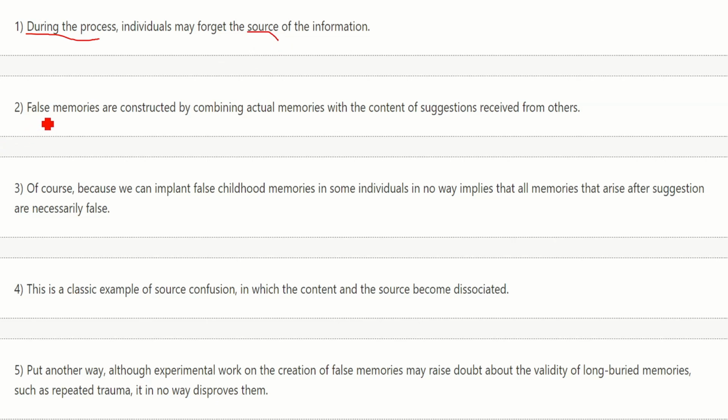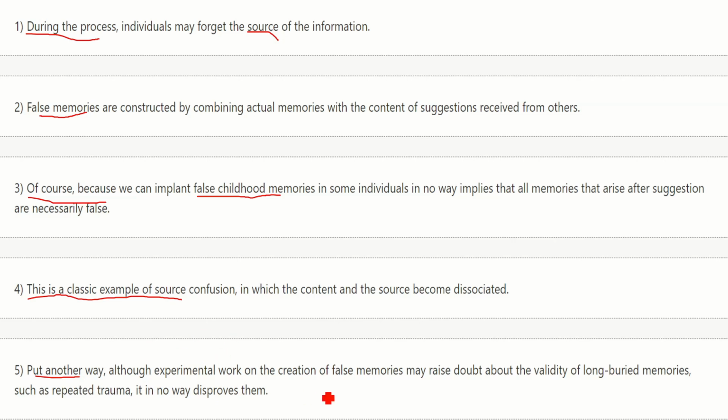In second paragraph, false memories are constructed by combining actual memories with the content of suggestions received from others. In third paragraph, of course, because we can implant false childhood memories in some individuals in no way implies that all memories that arise after suggestion are necessarily false. This is a classic example of source confusion in which the content and the source become dissociated. In the last paragraph, it is put another way. Although experimental work on the creation of false memories may raise doubt about the validity of long buried memories such as repeated trauma, it in no way disproves them.